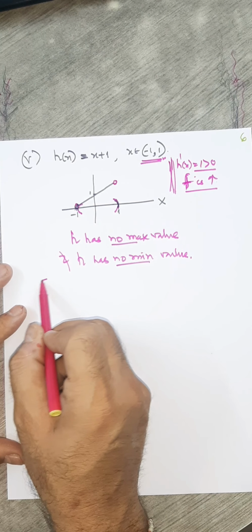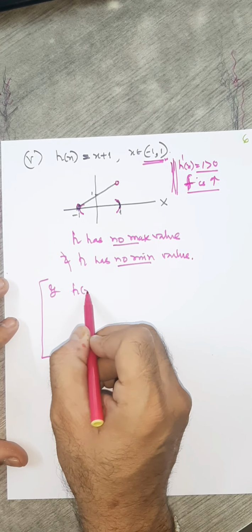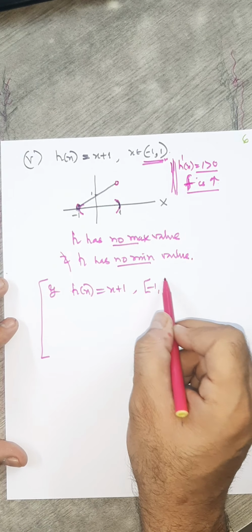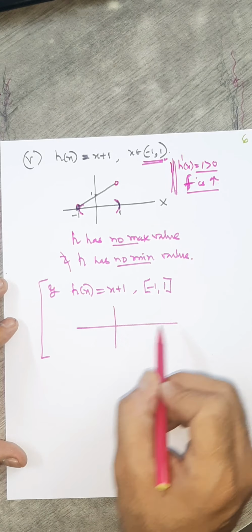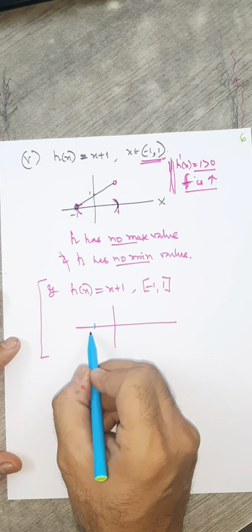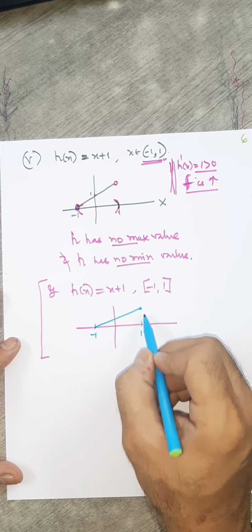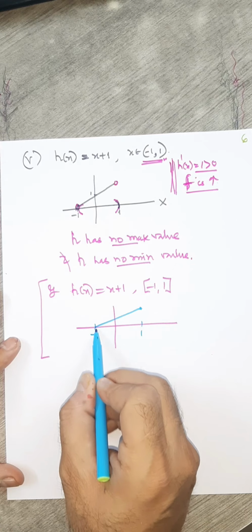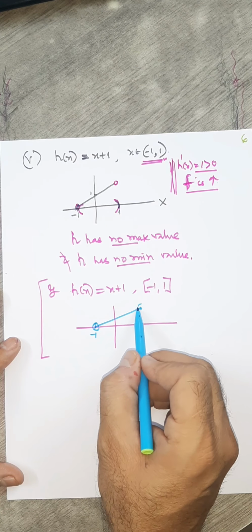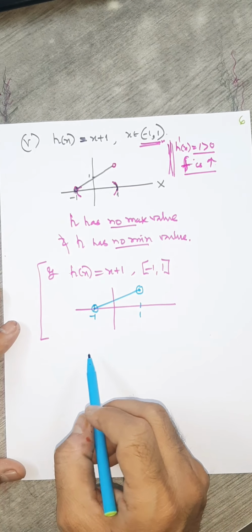But instead of that, suppose you are given this. For example, the same function I'll take, but I'll just take the domain as the closed interval -1 to 1. Then you can answer it very easily. See, the domain is now changed. Closed interval -1 to 1. It starts from here and it ends here. So you can say that at -1 it has an absolute minimum. At 1 it has an absolute maximum. Getting me? Because here these two endpoints are included.